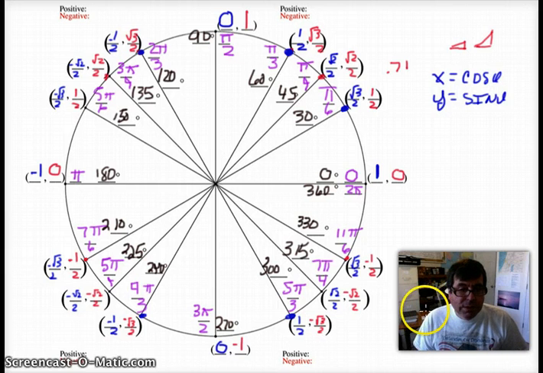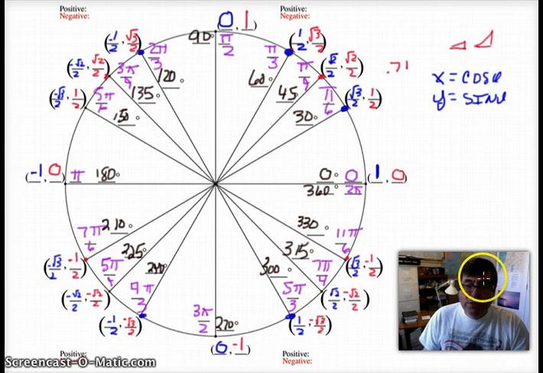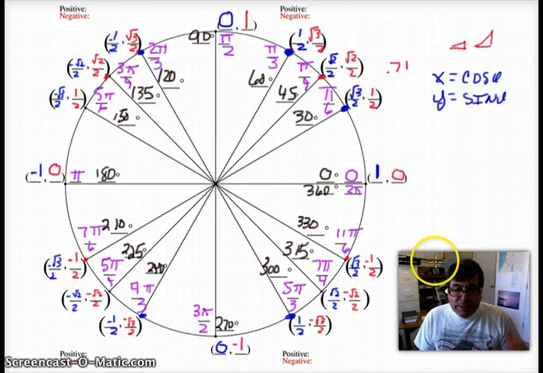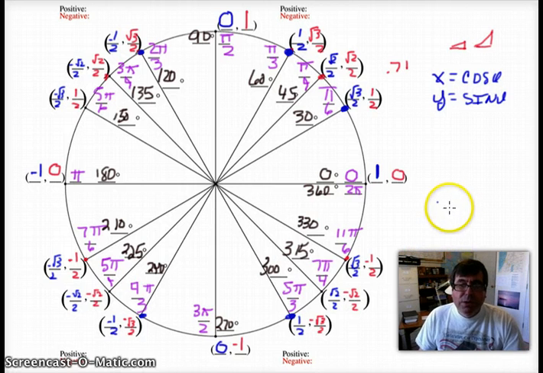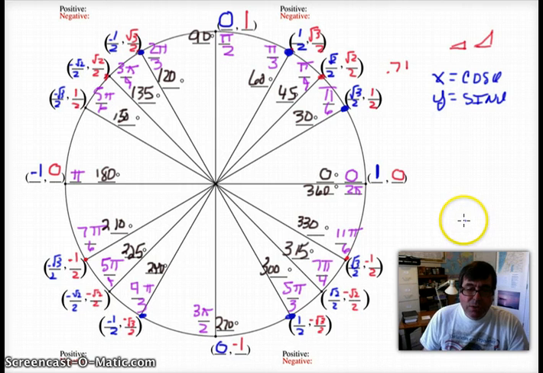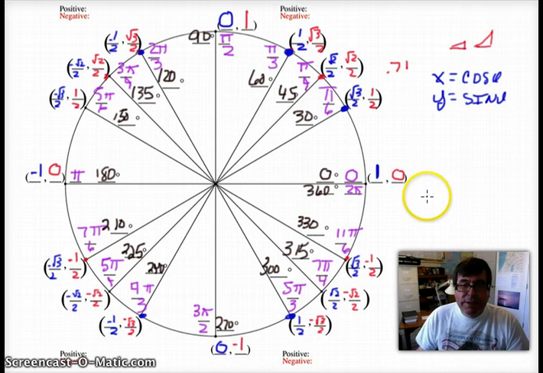All right, now notice I have all of the degrees, all the radian measures of the angles. I have the coordinates of all of the points around the unit circle. So this is the basic deal. I encourage you to make sure you know the values, the angles, and the signs.